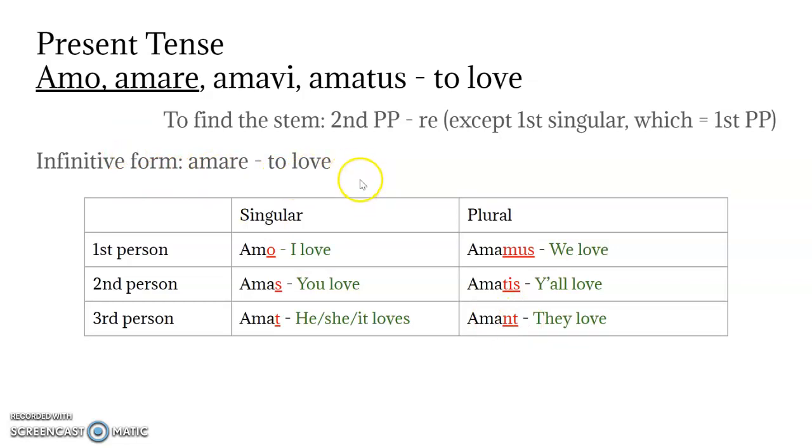To form the stem, and stem is an important definition to remember from when we were doing our nouns. The stem of a verb is the beginning of the word, the root of the word, onto which all the other endings will be added. For the present tense and first conjugation verbs, it's as simple as taking the second principal part, amare, and removing the re. You do that for second and third singular, first through third plural. The first singular is just the first principal part, so amo.